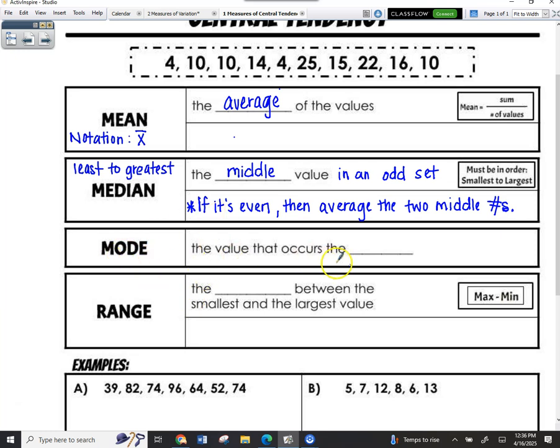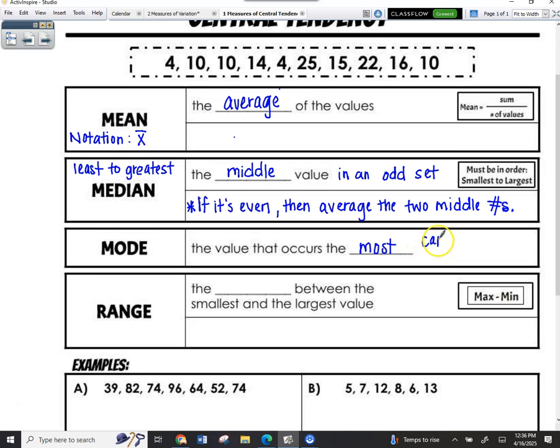All right, what does mode mean? What word does mode sound like almost? Most. Thank you. I didn't mean to give it away by just saying that. Mode is the most occurring value or values.